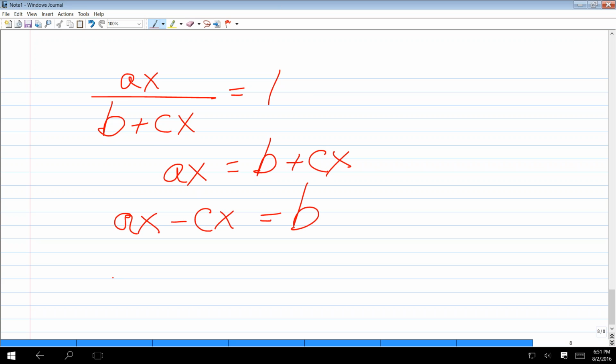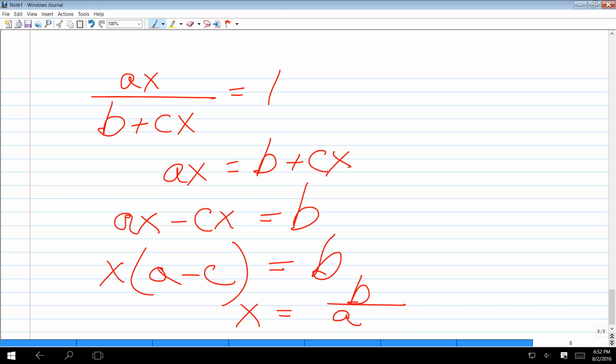And the next step. Greatest common factor of... Go ahead and read. Which is x. So the x line to me. Then parentheses a minus c. Good. And now finally, x equals what? b divided by a minus c. Good. You're a good learner. Right.